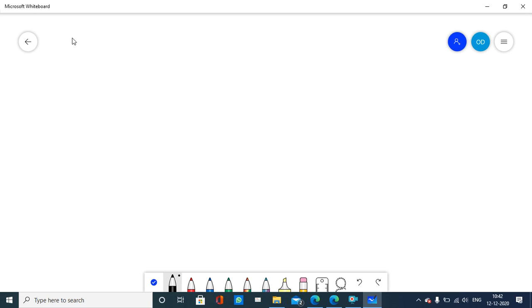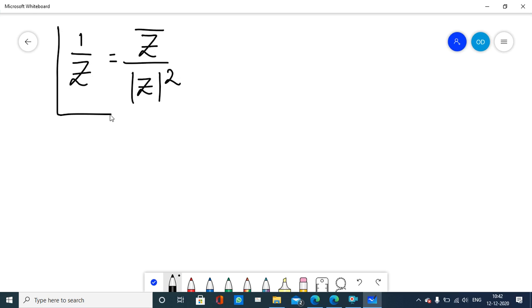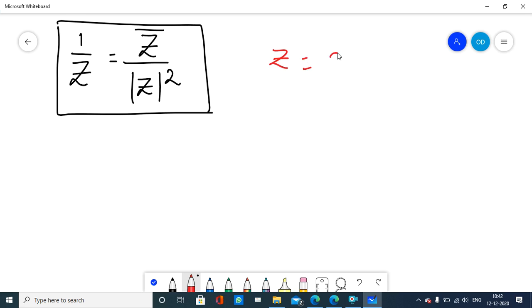Well, there is a formula also. You can use the formula directly. We learned that 1 by z is the same as the conjugate of z divided by the square of the modulus of z. This is the formula that we learned in the last class. So using this formula also you can do it.